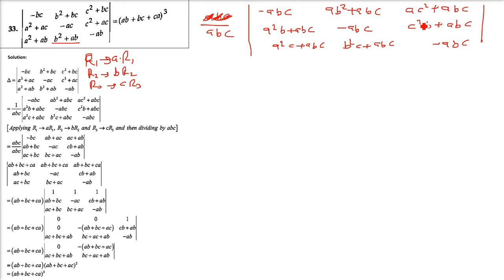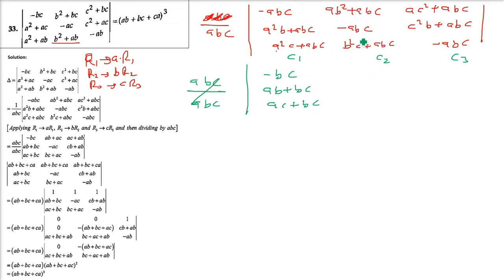What is the use? Here, column 1 will take A, column 2 will take B, column 3 will take C. We multiplied the rows with ABC. Now we are taking ABC from the columns, so this gets cancelled. What do we take from here? Column. This is minus BC. This is AB plus BC, and this is AC plus BC.